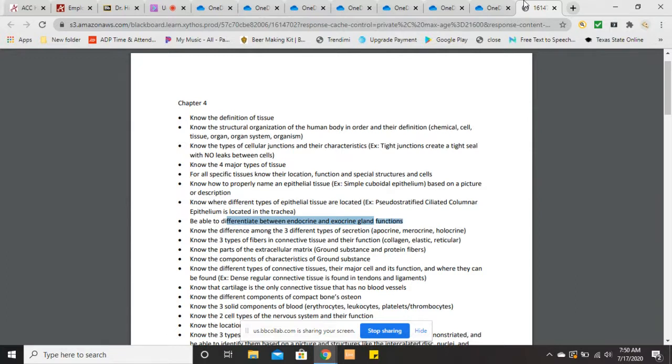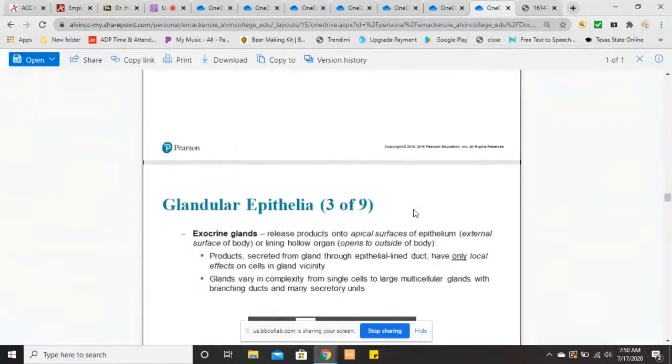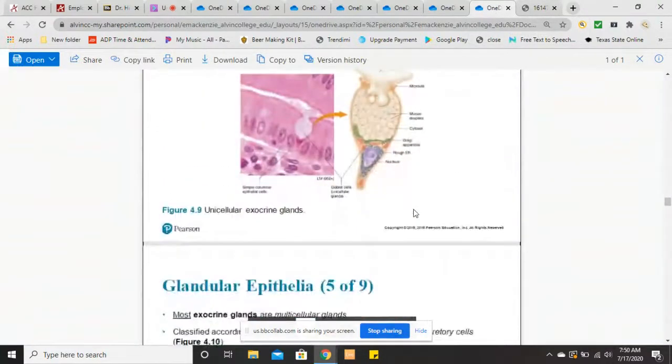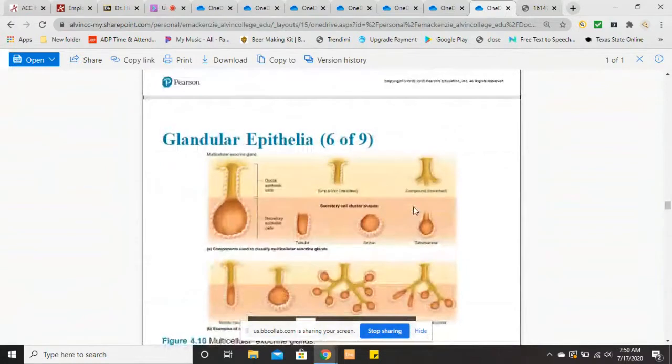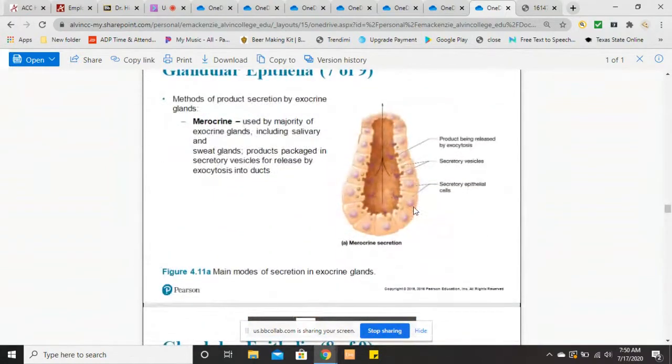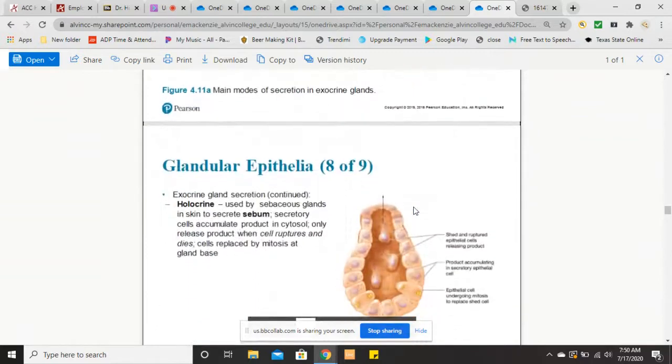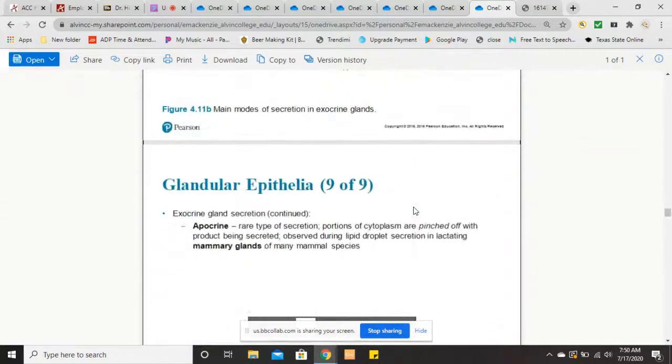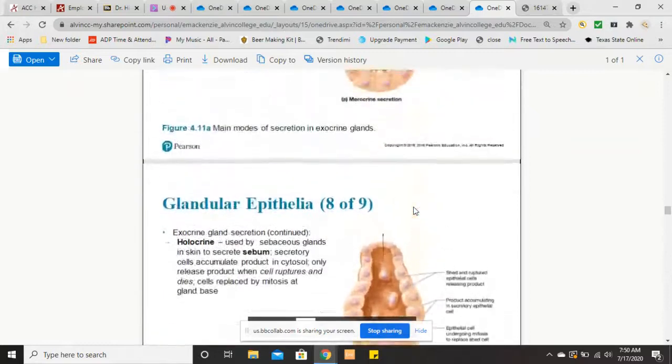And then to finish off these glands, we even talk about how they release their products. Remember, even though we're talking about tissues and glands, you have to remember you have a cellular level. So when we talk about glands releasing their product, we're really talking about how the cells release their product. What you got to know are the three types of secretion: merocrine secretion, holocrine secretion, and apocrine secretion. You got to know those three.